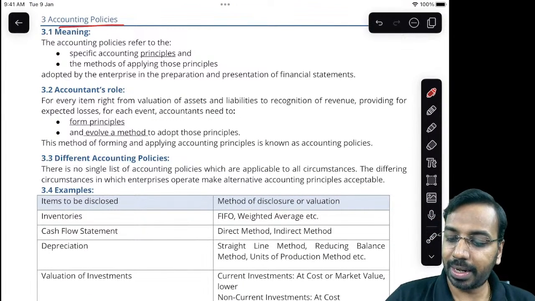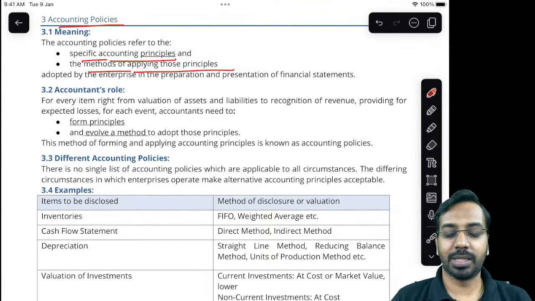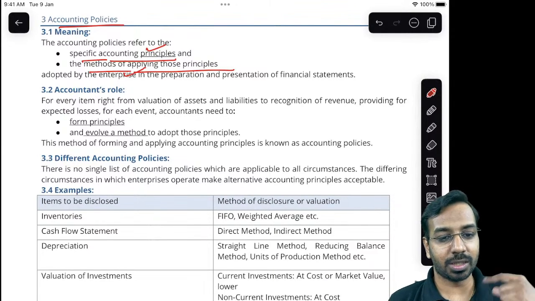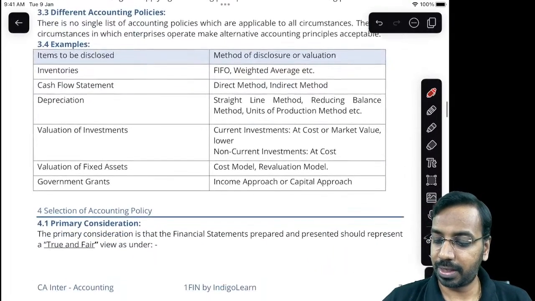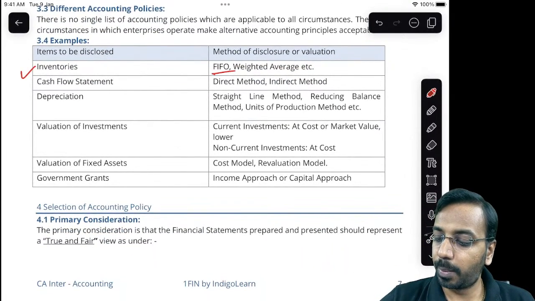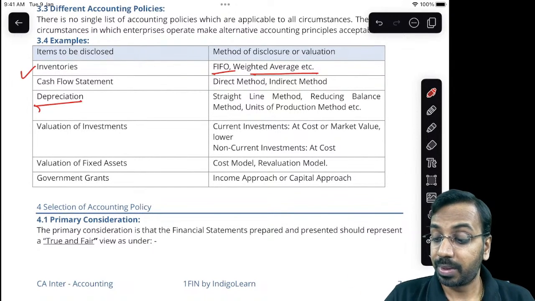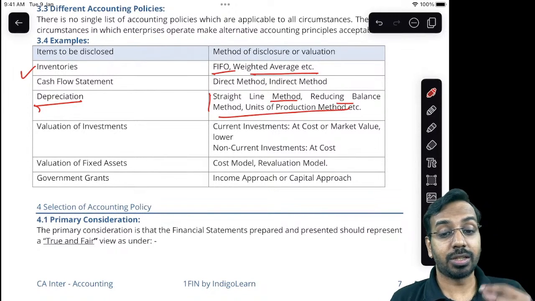Now, what are accounting policies? Accounting policies are specific accounting principles and the methods of applying those principles. So there is a principle and a method of applying that principle, that is called accounting policy. For example, inventory: FIFO method, weighted average method, that is a method of choice of accounting policy. Depreciation: the way you calculate the depreciation, SLM, reducing balance method, unit of production method, that is a policy choice.